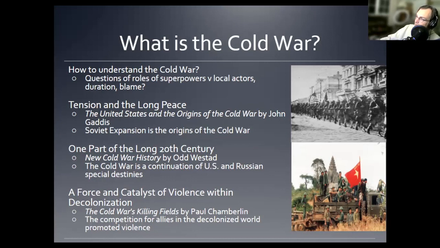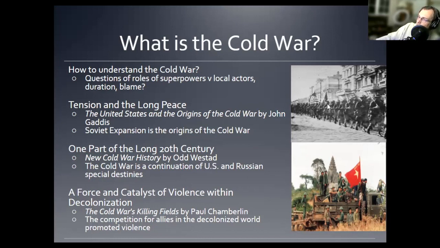In addition, he points out that the rivalry began long before World War II. He points to the fact that the United States intervened in the Russian Civil War. Here you can see American soldiers marching through Vladivostok. During the Russian Civil War, the Americans attempted to weaken the communist state before it could be born, along with a number of other Western allies. And so to Dr. Westad, it's a continuation of pre-existing historical processes.